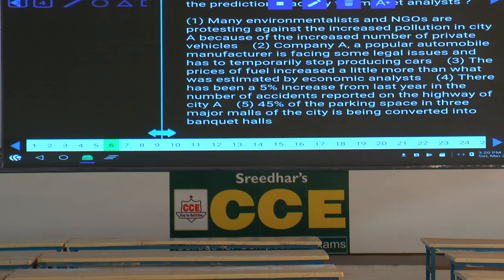And third one, the prices of fuel increase a little more than what was estimated by the economic analyst. Prices of fuel were increased. It is not by a huge margin, but by a little more. Hence, we cannot say that the cars cannot be decreased. Then, there has been a 5% increase from last year in the number of accident reports on the highway. Now, is there anything to do with the number of vehicles? No. Choice 4 is also ruled out.